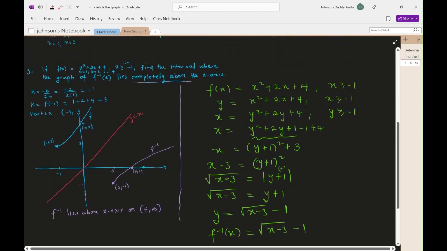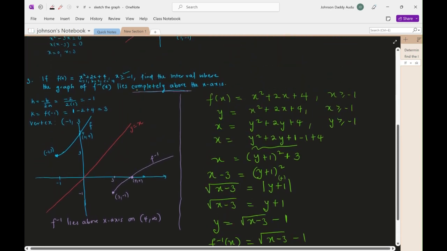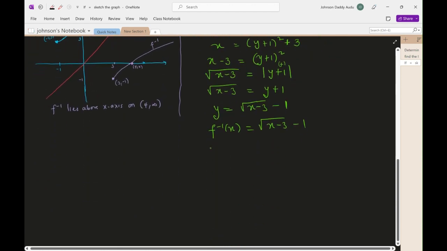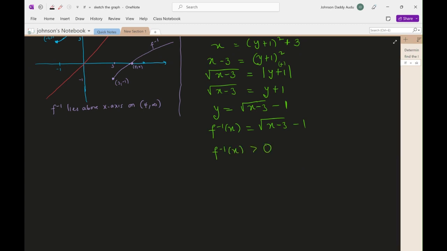But what is the question asking for? It's asking for the interval where f inverse completely lies above the x-axis. So it means you are looking for the interval where f inverse of x is greater than 0. So all you need to do is set this term to be greater than 0 and solve for x. If it says lies below the x-axis, then set it to be less than 0. So this is going to be root of x minus 3 minus 1 greater than 0, that is, root of x minus 3 is greater than 1.